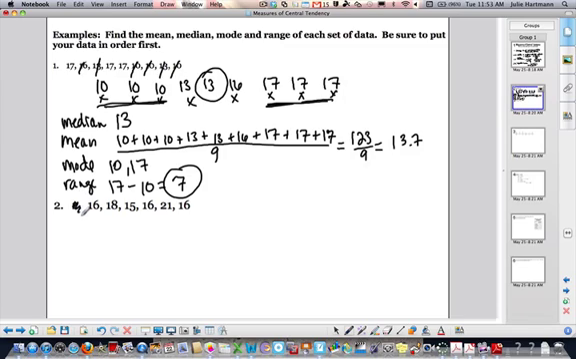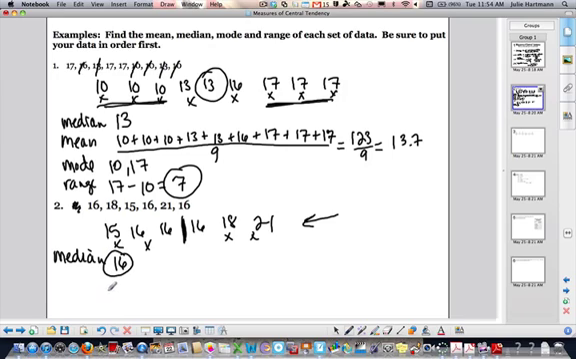For the second one, I'm going to go ahead and do this one as well because it's an even number. So 15, 16, 16, 16, 18, and 21. By even, I mean there are 6 things. So the median here, if you look for the median, it is between those two. Both happen to be 16, so 16 is your median. 16 is also your mode, that is the one that occurs most often. Your range, 21 minus 15, is 6.